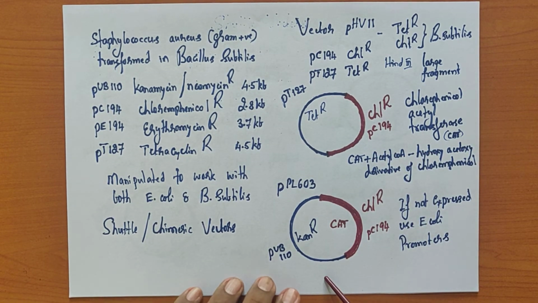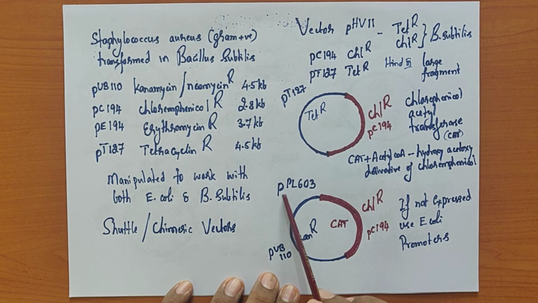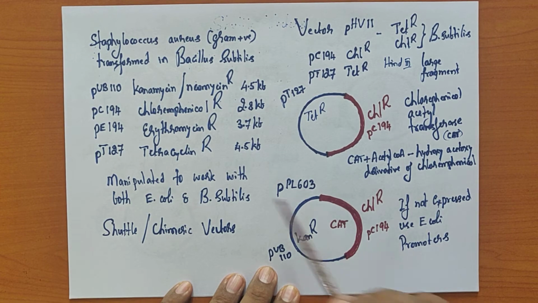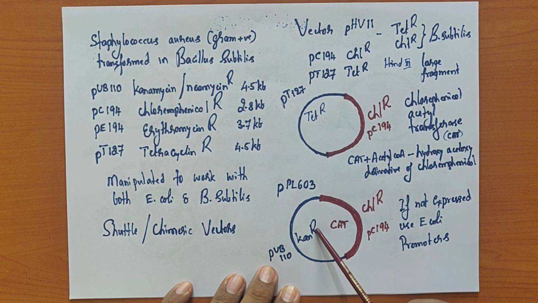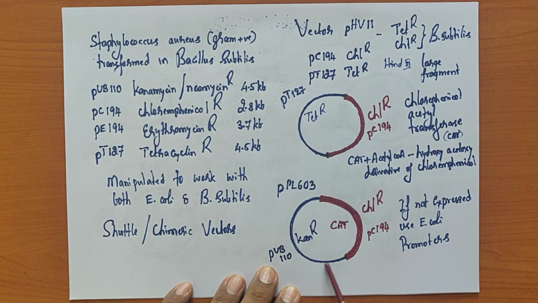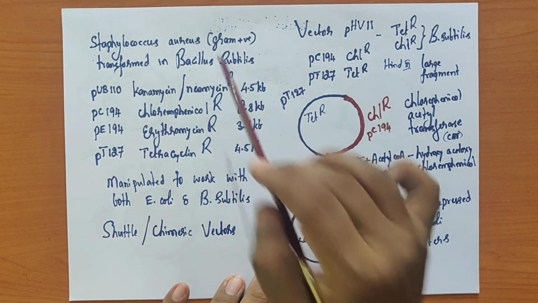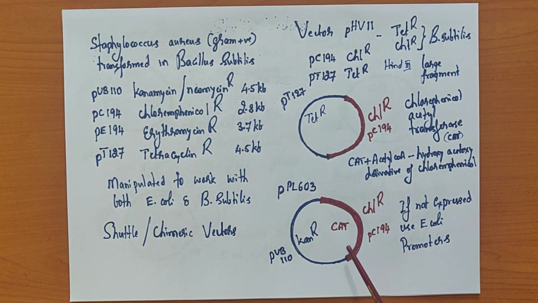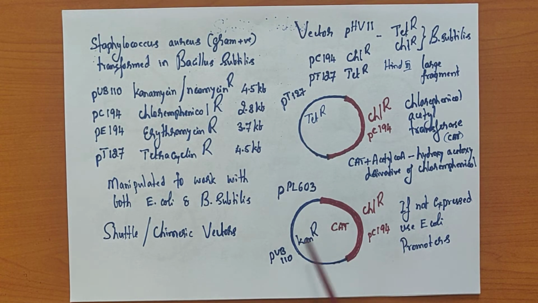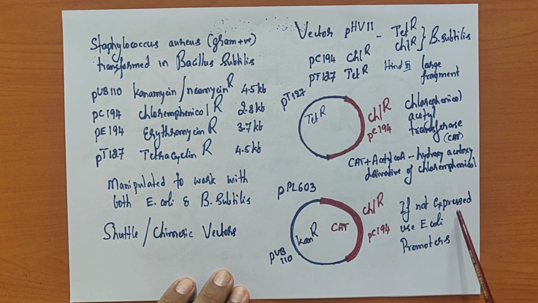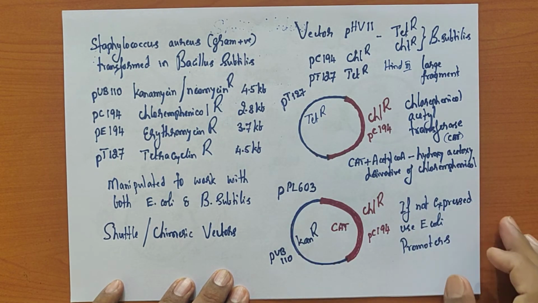Another one is plasmid pL603. This is a combination of pC194, carrying chloramphenicol resistance, and pUB110, carrying kanamycin resistance. Because all these genes are isolated from gram-positive bacteria, sometimes they might not express in E. coli. In those cases, we have to make sure that they are placed next to E. coli promoters for their expression.